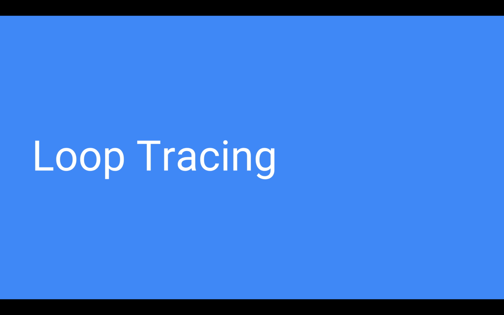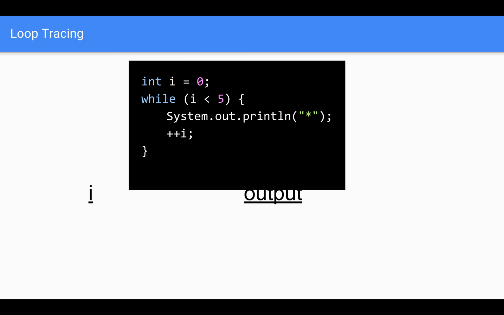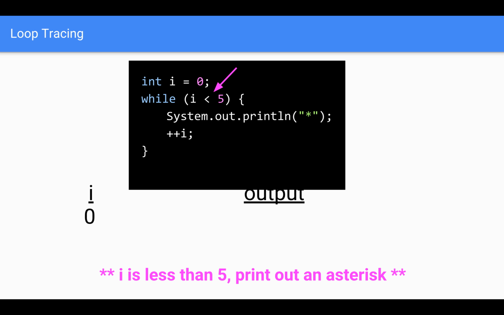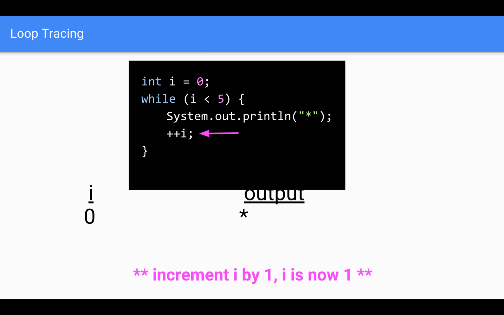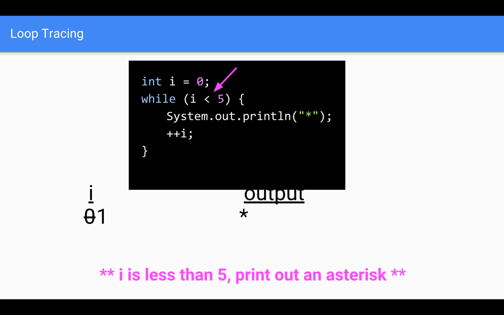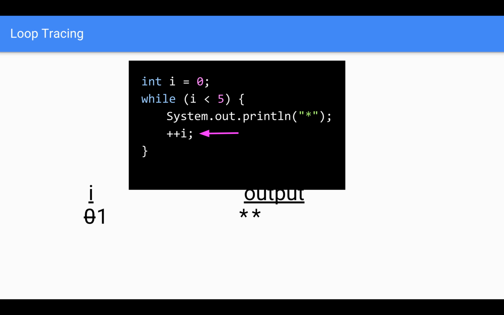Loop tracing. Loop tracing with while loops is very similar to loop tracing with for loops. So you keep track of i and the output. And first thing you do is initialize i to 0. So now i is 0. The next thing you do is check the loop test. So i is less than 5, so we're going to print out an asterisk since 0 is less than 5. The next thing is to perform the update. So we increment i by 1, so now i is 1. Look at the loop test again. 1 is less than 5, so we're going to print out an asterisk. Do the update again, and this is going to increment i by 1, so now i is 2.